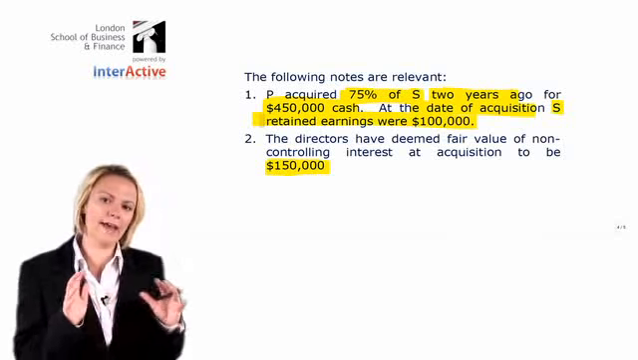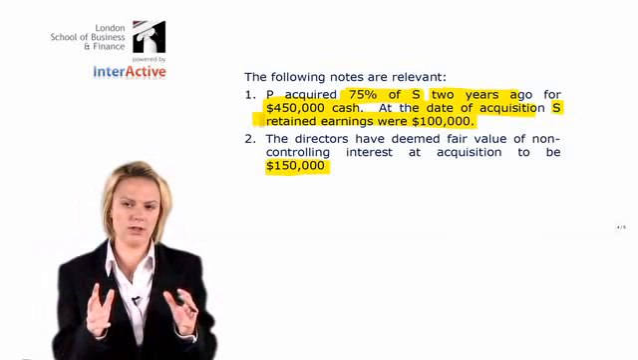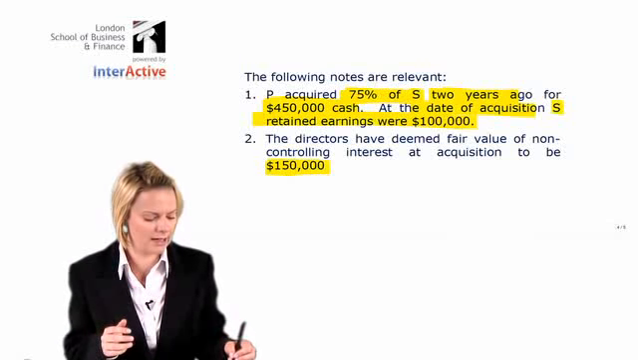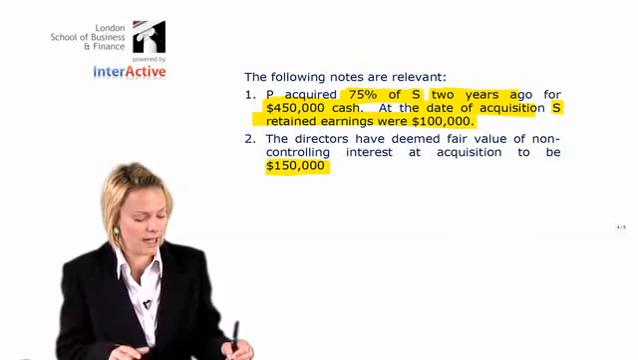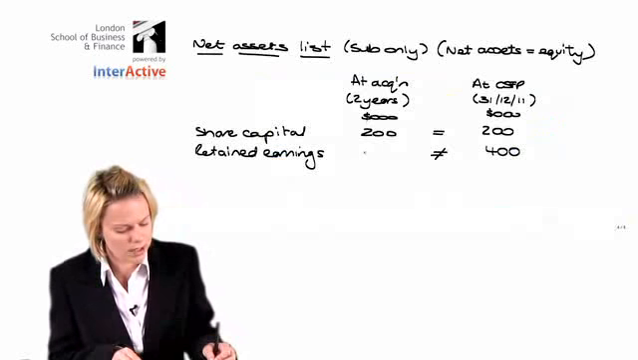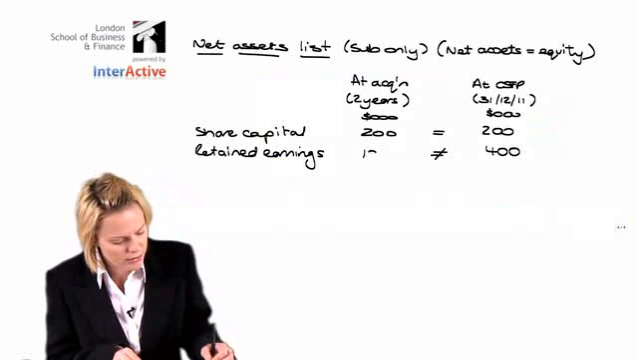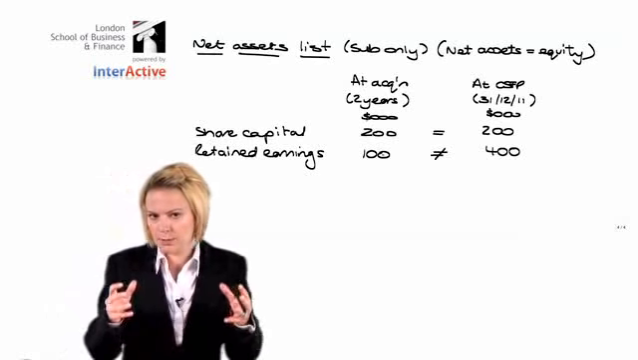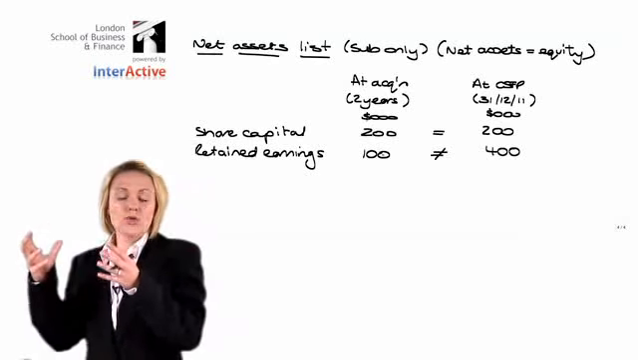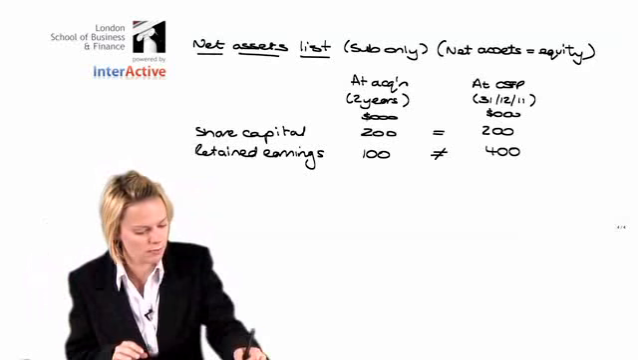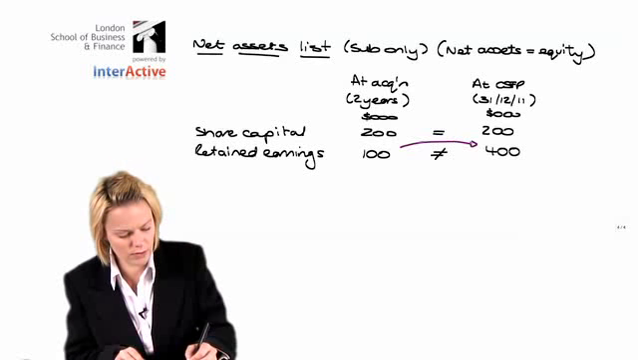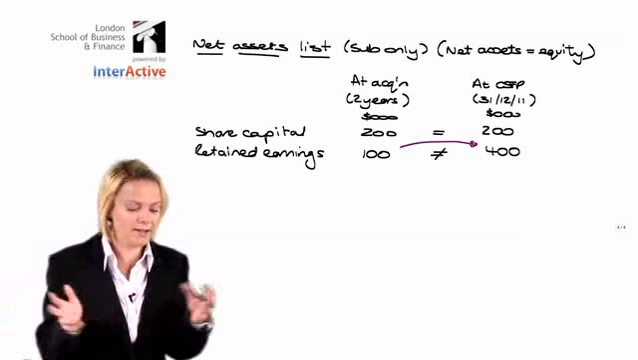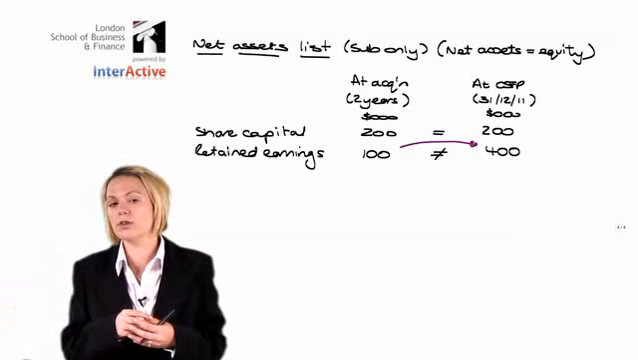So 2 years ago, their retained earnings were $100,000. And that would have been the net assets that we would have bought at that date. That's what we paid $450,000 for. So, $100,000 from note 1. Can you see then that the subsidiary has grown post-acquisition? You see there? It's grown. Okay? And it's grown by $300,000.